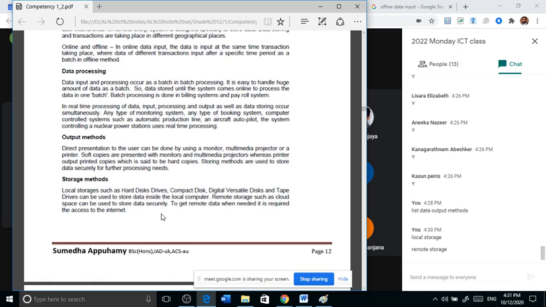So all the things are done by these remote locations, the cloud computing people. What we can do, we can pay some amount and we can take that service.